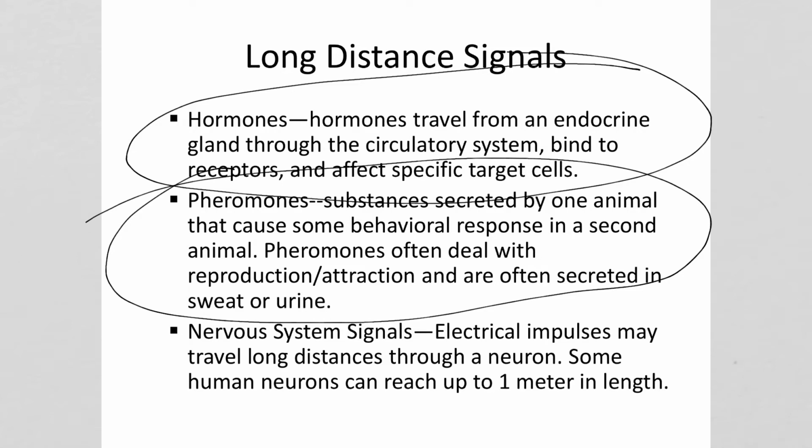Pheromones are substances released by an animal, maybe in the urine or in the sweat or other body fluids. They travel typically through the air, and they send signals usually related to either reproduction or attraction. These can travel many meters. We also have nervous system signals.